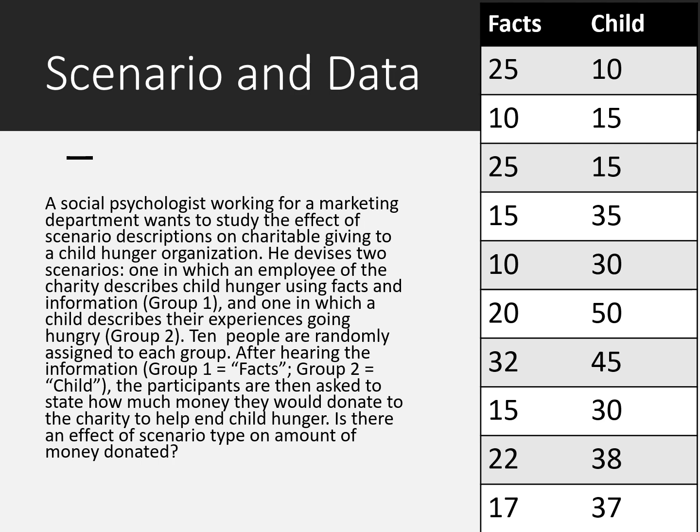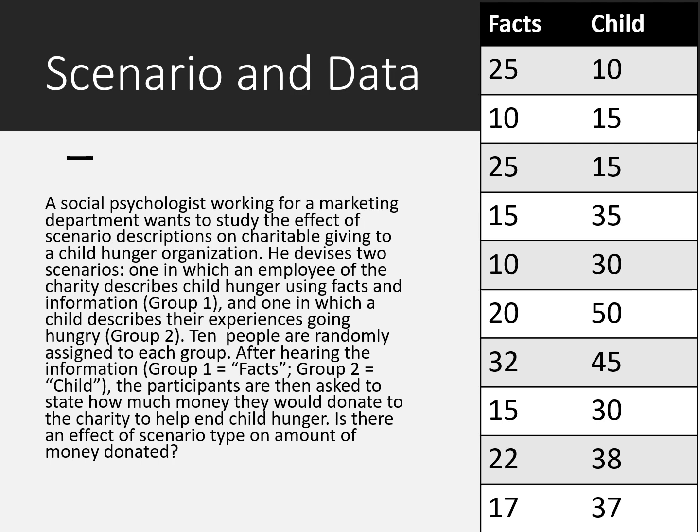After hearing the information, either facts or from a child, the participants are then asked to state how much money they would donate to the charity to help end child hunger. Is there an effect of the scenario type on information or amount of money donated? The data are also shown here, but just take a second to think about what is the independent variable? What is the dependent variable?